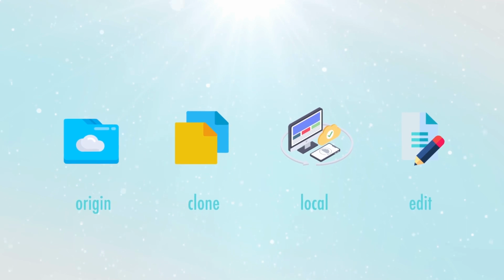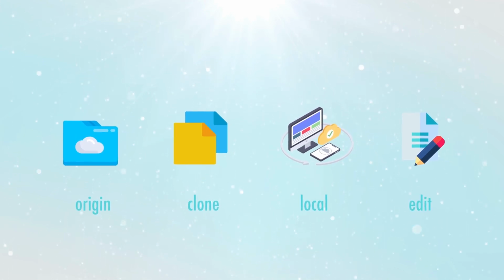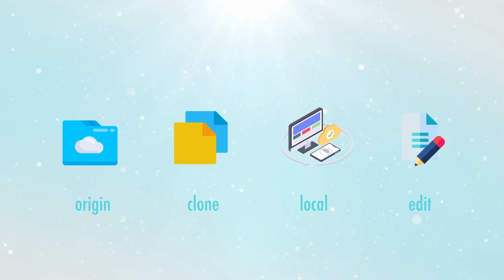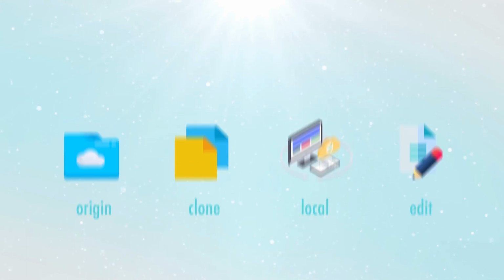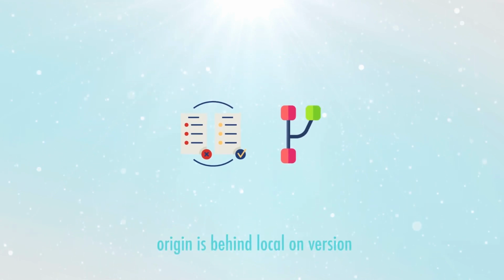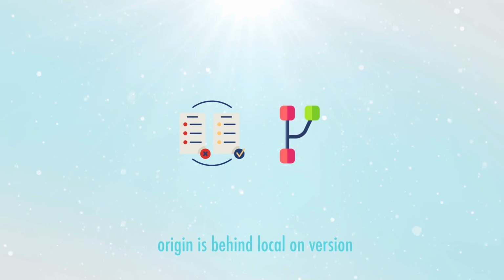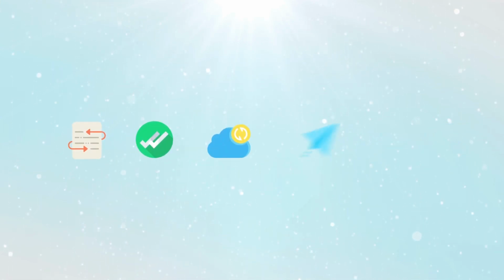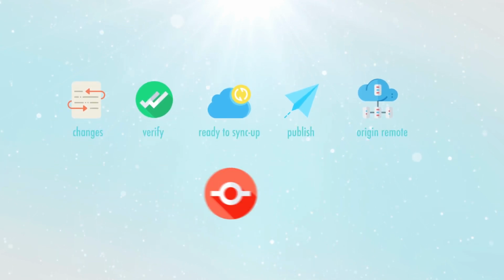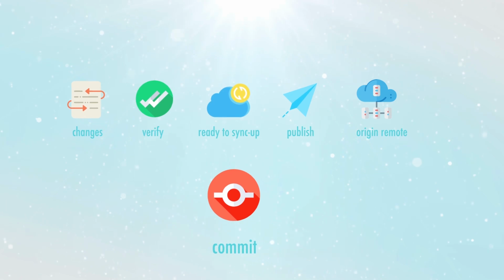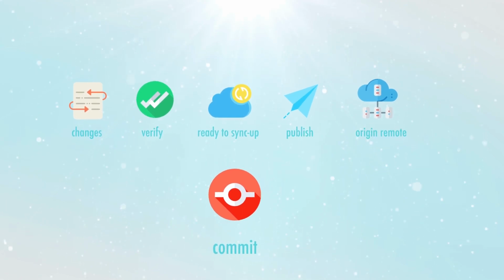Once you have cloned the repository, or in other words, the whole folder where your files live in the cloud, you can finally start making changes. At this point, the version on the origin is different from your cloned version simply because you are making changes to your cloned version. Once you have made changes to your file on your machine, you double check that everything looks good and you are ready for your changes to sync up and publish to the origin remote server.